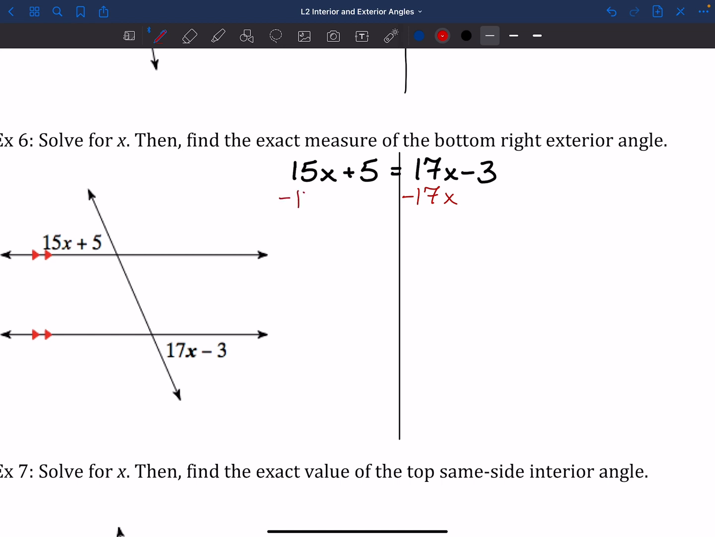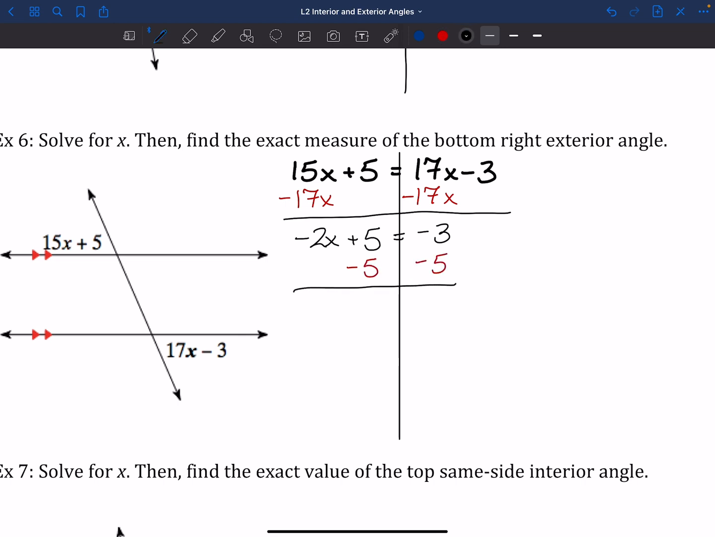Oops, and I guess we're going with the small pen now. So I'm going to subtract 17x from both sides. We're going to get negative 2x plus 5 equals negative 3. And if you're looking at your own work and you moved your x's to the other side, don't panic. You still might end up being right. We can move our x's to whichever side we want.